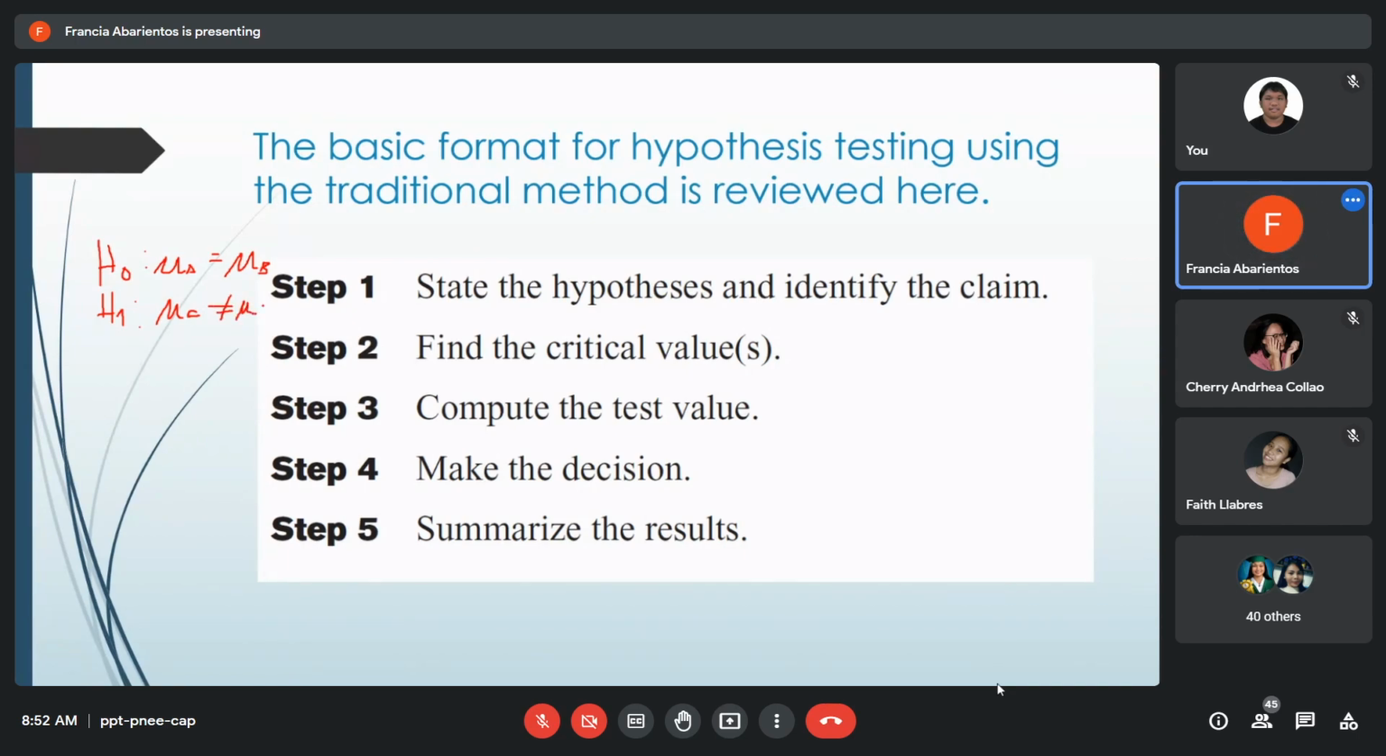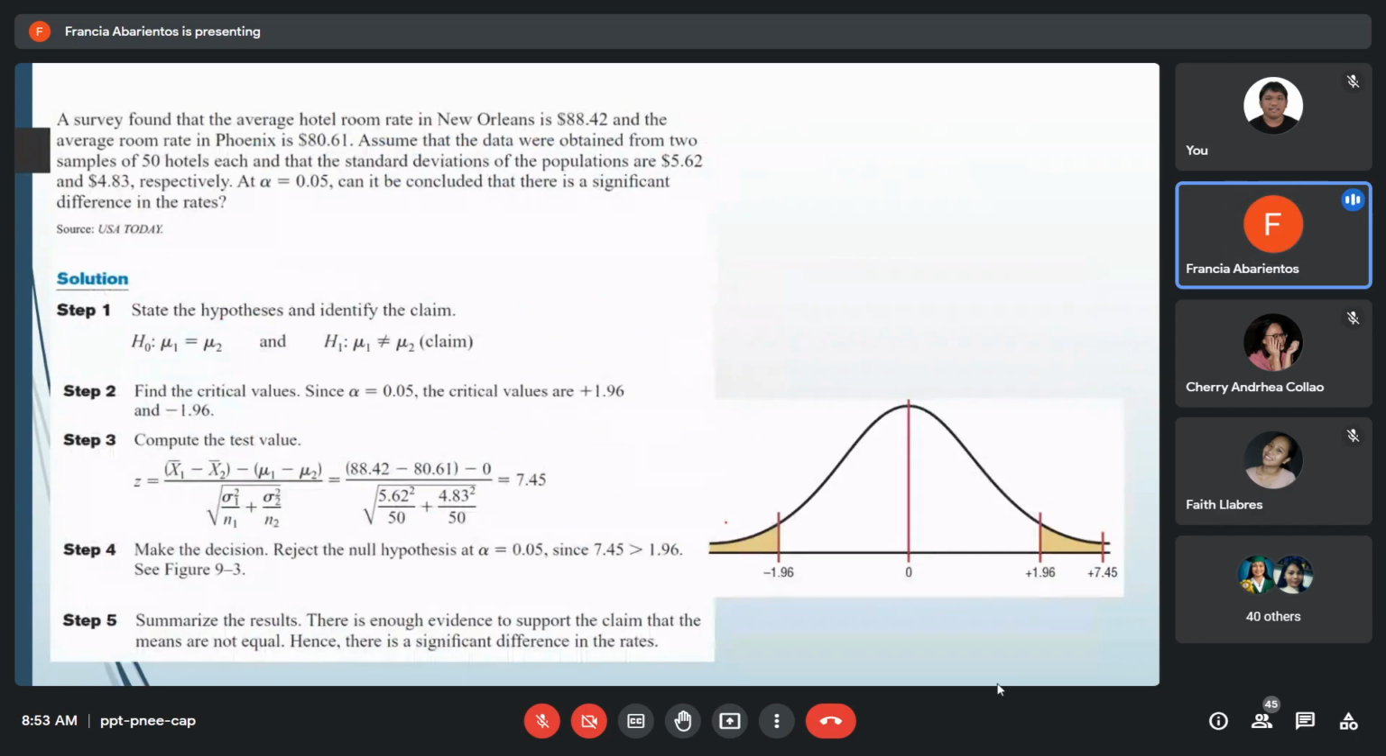Ayan. So, in finding the critical values, we make use of the different tables, or the table F, E, F, G, H. So, mamaya papakita ko anong table. We need to compute the test value and we will make a decision as well as we need to summarize the result. Ayan.